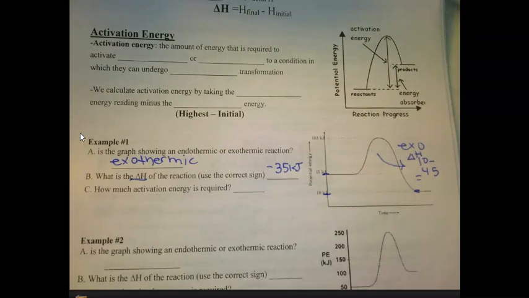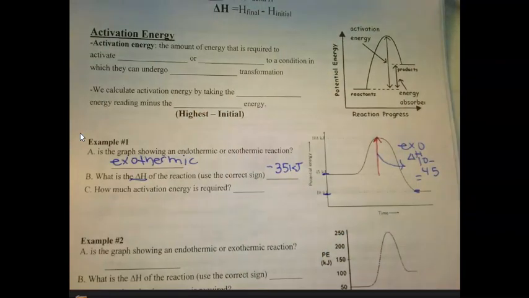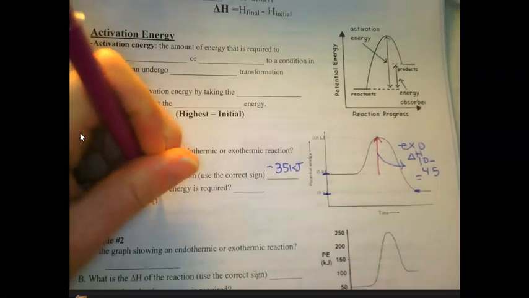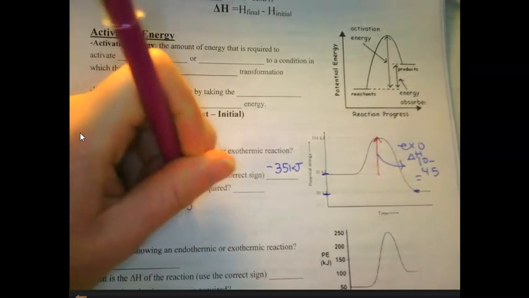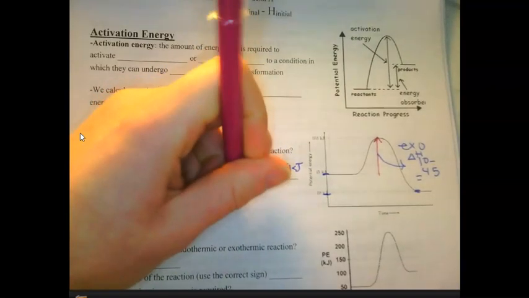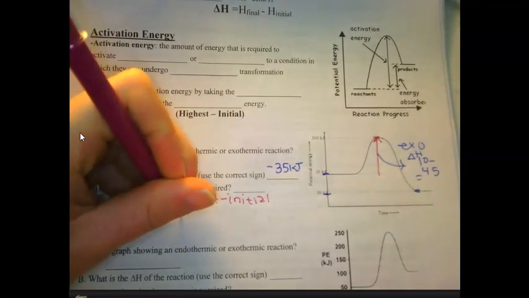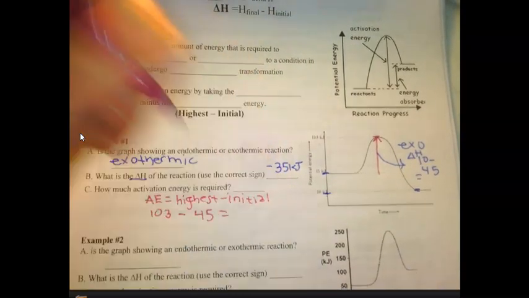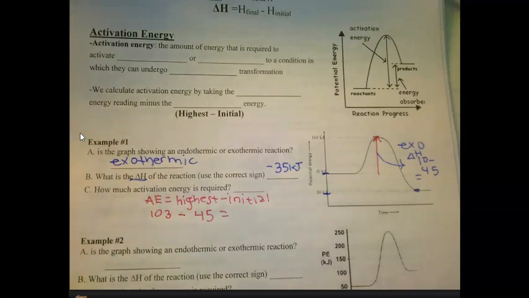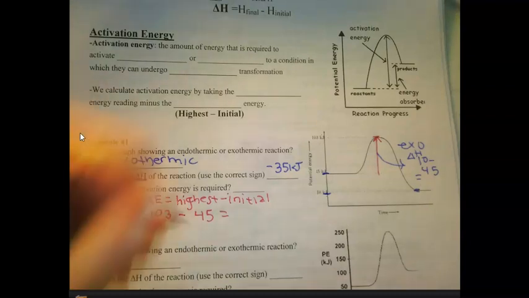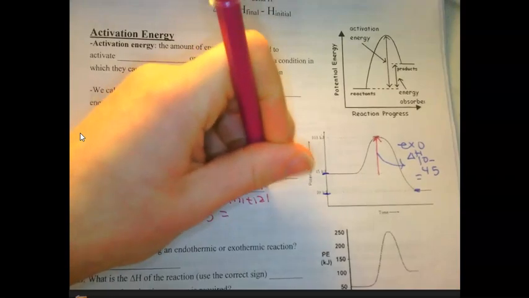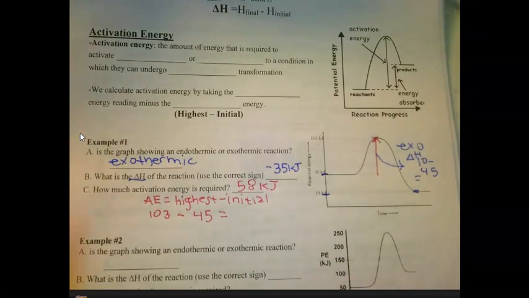For my activation energy, I want to look at the energy that it took to get up this hill. So your activation energy is your highest minus initial. In this case, my highest point is 103 minus 45. And that is going to be 58. Okay, let's do another example.